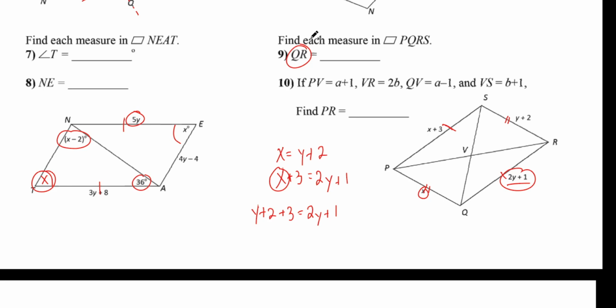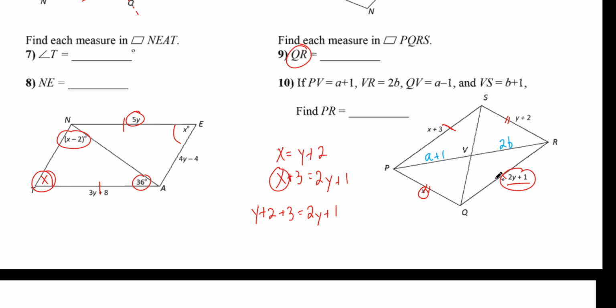Make sense? Okay, good. Now, they change some things up, but it's basically the same thing. They tell you, well, it's not the same thing. I'm sorry. Let's do different colors. Can you see that light blue if I draw in light blue? Yeah, it's pretty good. All right, so what do they tell you? PV. So this is what? A plus 1. And VR, that's this one right here, is 2B.